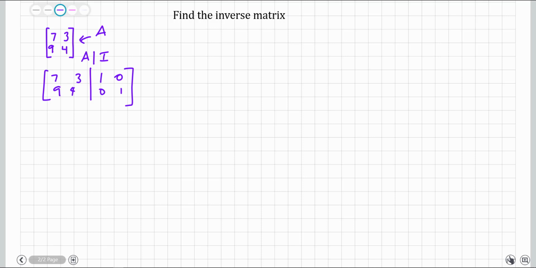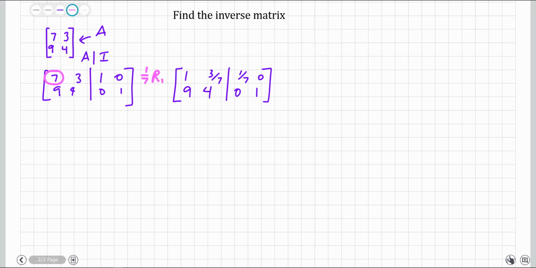Now from here what we want to do is make our A matrix look like the identity. So we go through our row operations. It looks like the first easiest thing to do is to change that 7 into a 1. Remember that you're not changing the second row at all, so I just rewrite it. I'm taking 1/7 times 7, which is what I want, that 1. Then I'd have 1/7 times 3, 1/7 times 1, and then 1/7 times 0.